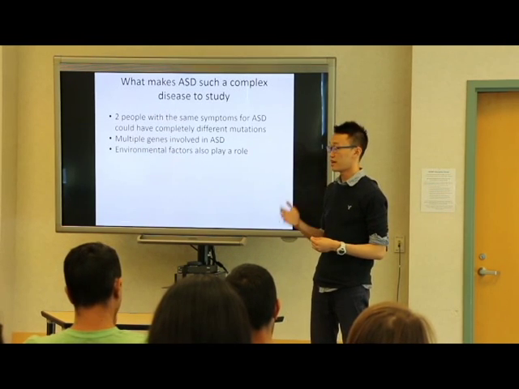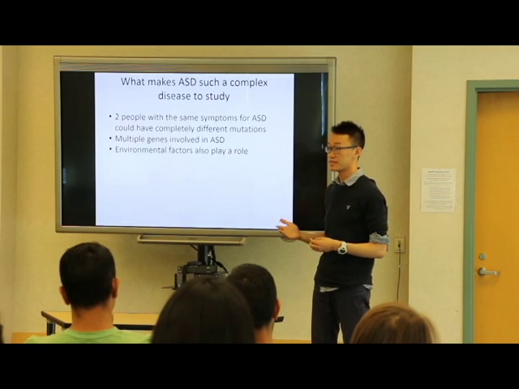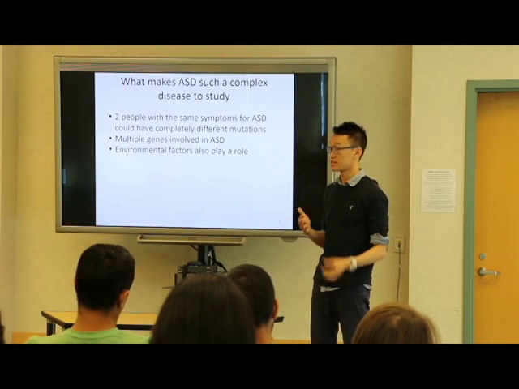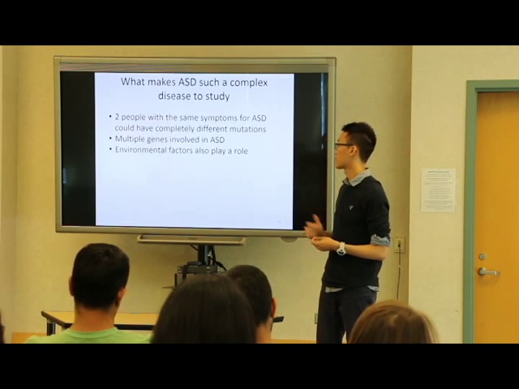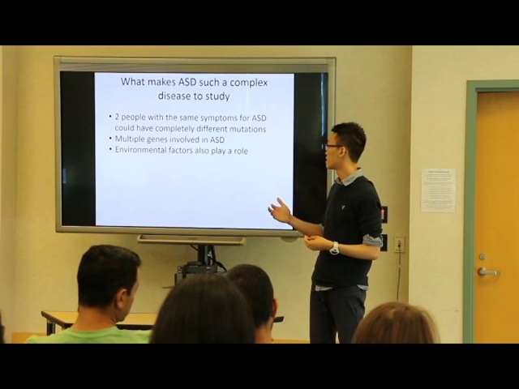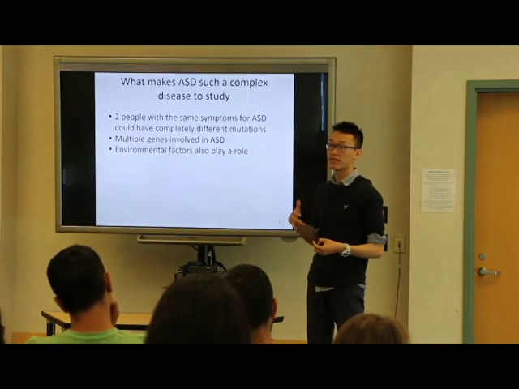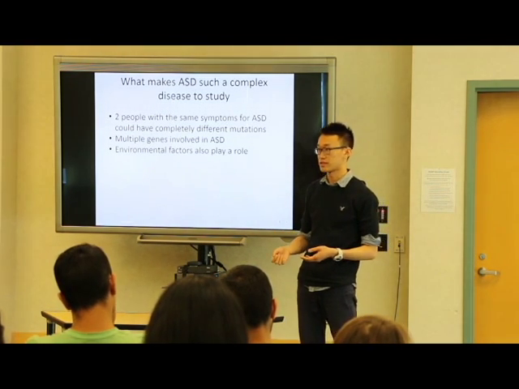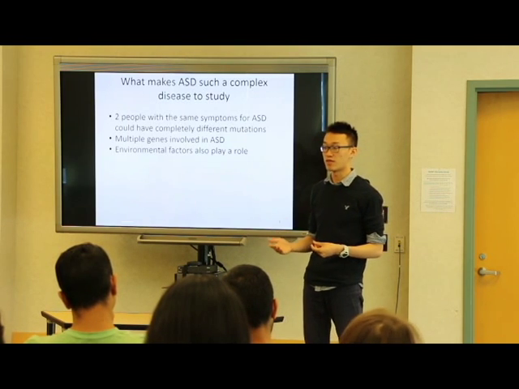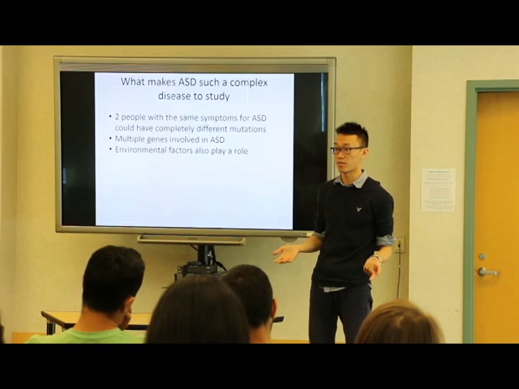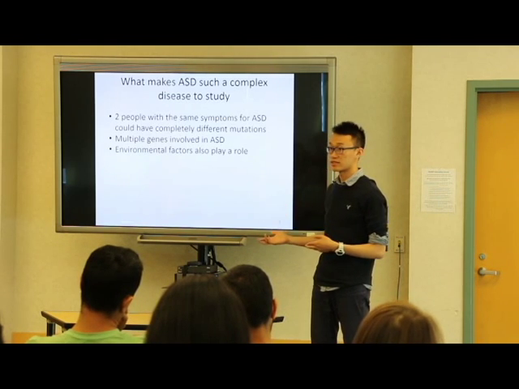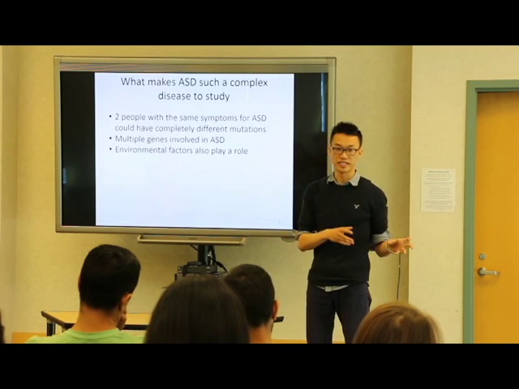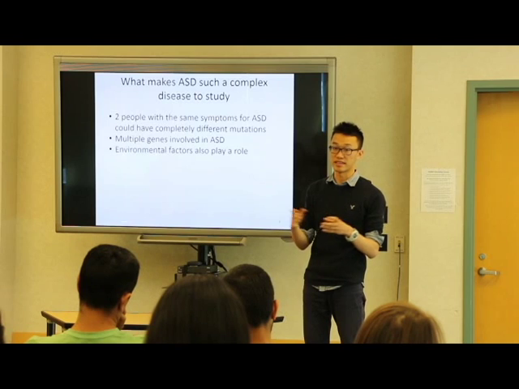And ASD is a highly studied disease because it's also known as a complex disease. And what makes ASD such a complex disease is that, for example, you could have two people with the same symptoms for ASD, but they could have completely different genetic mutations if you actually look at their genetic sequences. There are multiple genes involved in ASD, so it's not just one, like cystic fibrosis. And there are environmental factors also playing a role. So people are looking at the interaction of their genes and the surrounding environmental factors as well.